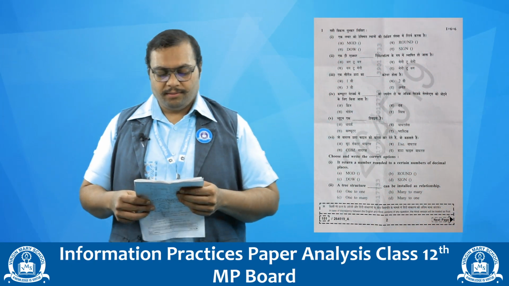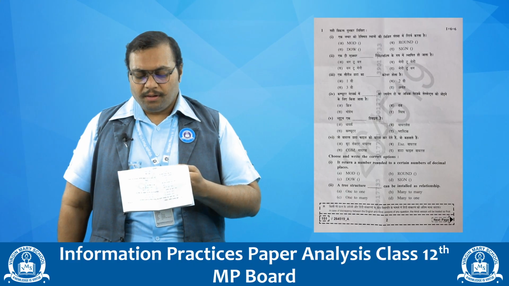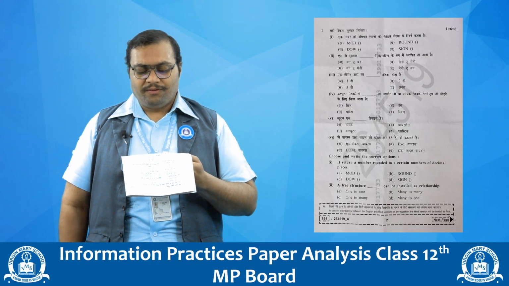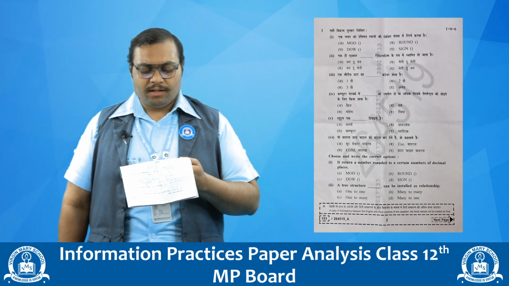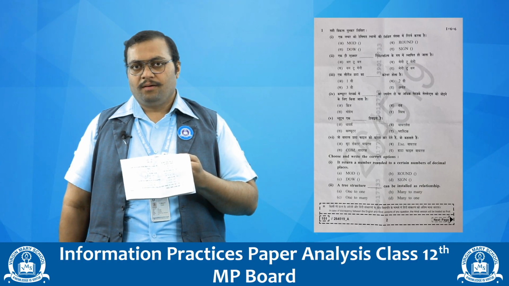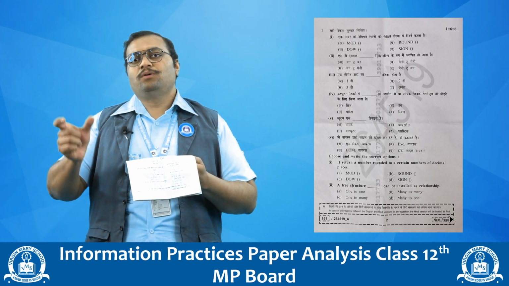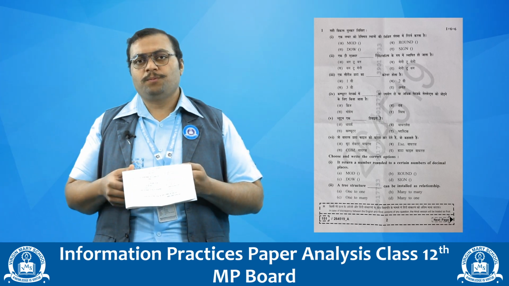Question number 1 is: it returns a number rounded to a certain number of decimal places. Options are mod, round, div and sine. We obviously know the round function is used to round the value to the nearest place. So the correct option is round function.